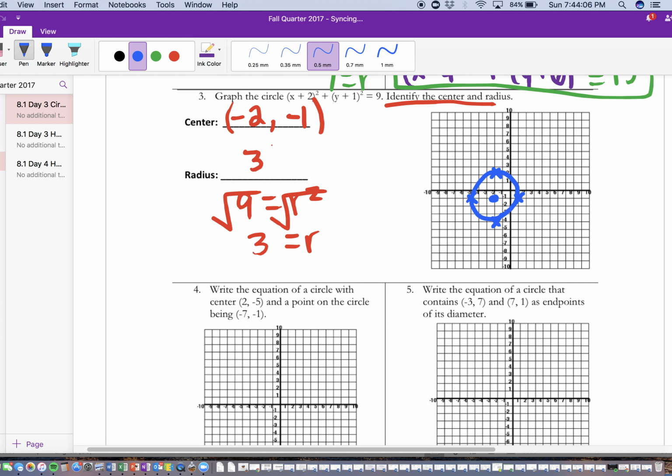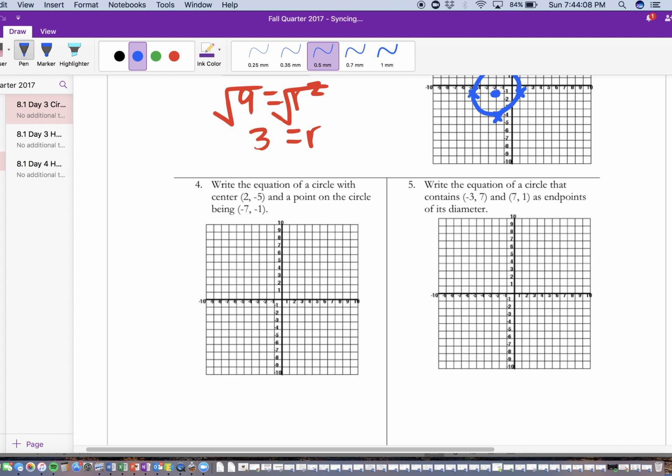Alright. Number 4 says, write the equation of a circle with center (2, -5) and a point on the circle being (-7, -1). Alright, so we're going to go to our coordinate grid here. Find the center as (2, -5). So here's 2, and if we go negative 5, we're at this point here. I'm going to go ahead and label this my center.